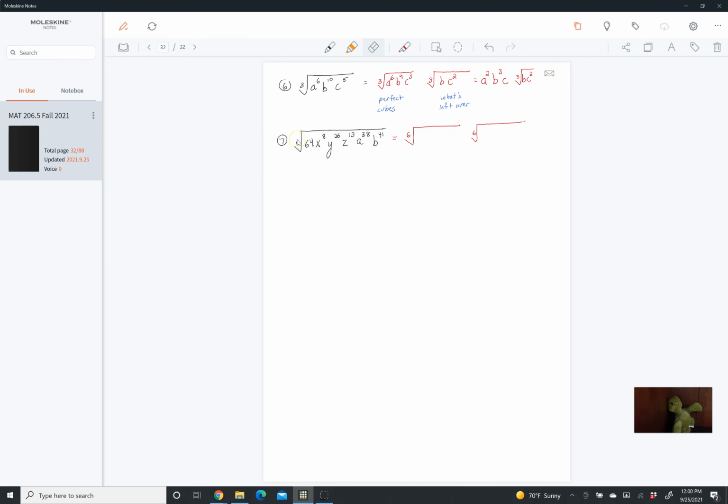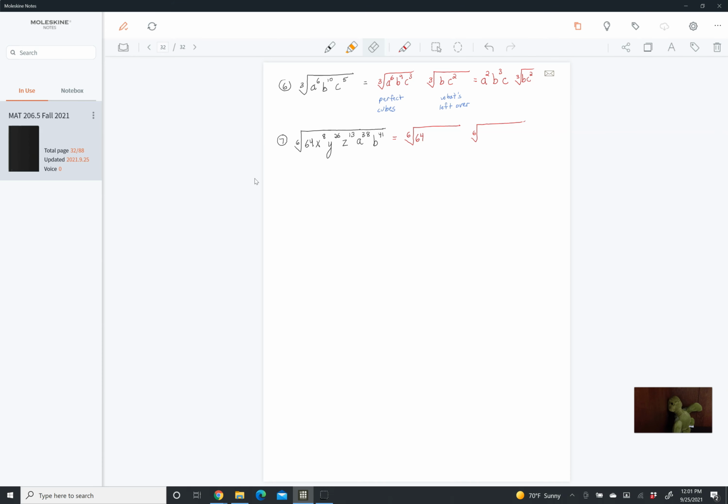Okay. Factors of 64. Well, we have 8. But that's not a perfect 6th root. That's a perfect square, meaning 8 times 8 is 64. You need something multiplied by itself 6 times to get 64. And there is a perfect 6th root. It's 2. So 64 itself is perfect, and there's nothing left over.